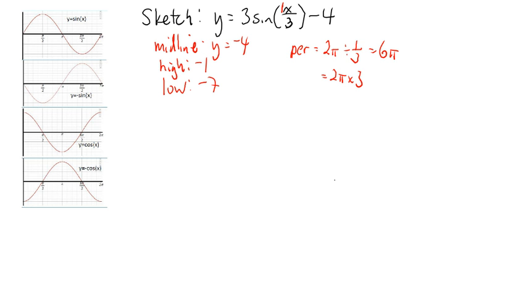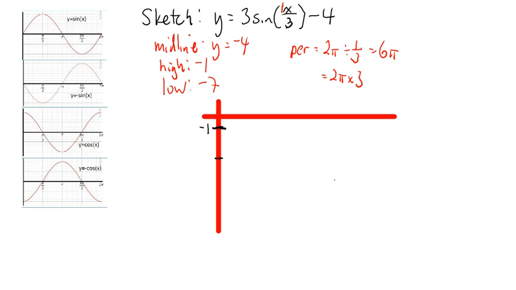All right, so all the y values I want to show are negative, so I'm going to make sure I have some space below my x-axis here. And now I'm going to throw down the 3 y values that are important to me. This will be -1, this will be -4, and this will be -7. I'll give you a chance to catch up.